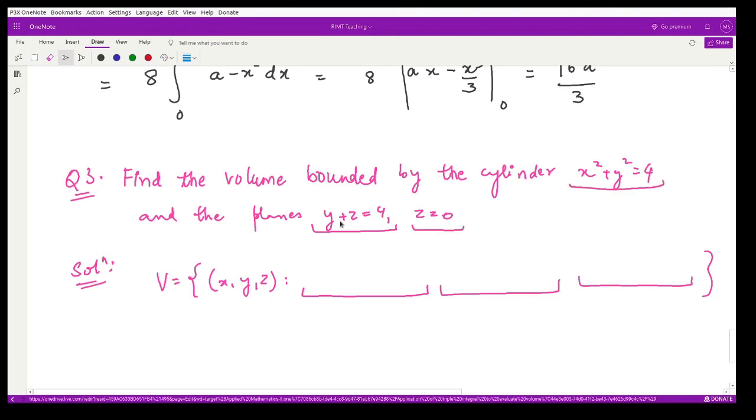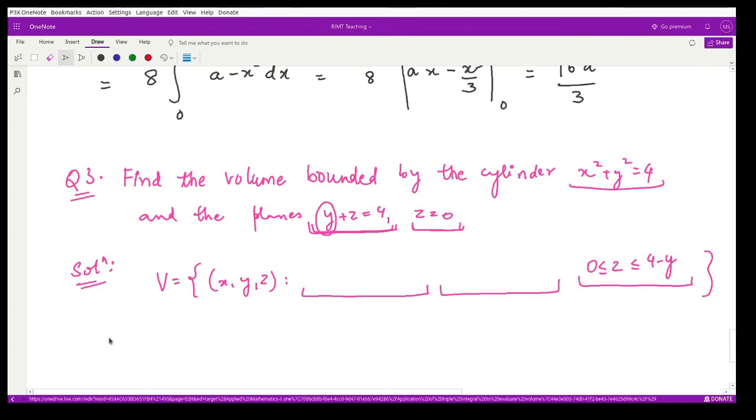So from here, if you look at these two things, you can have a clear look that the limit of z could be found in terms of y. So that means you could write the limits of z, they vary from here. You can calculate the values of z, so that comes out to be 4 minus y. So this is the limit of z.